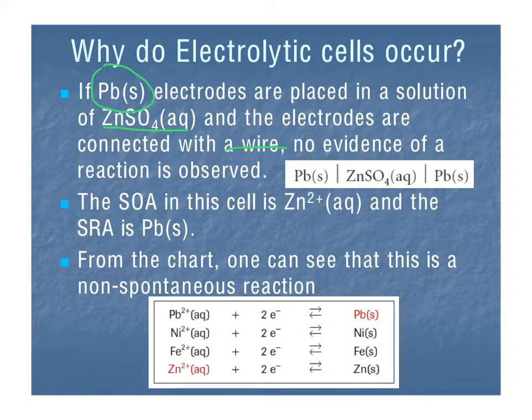If we look at our table of reduction cell potentials, the strongest oxidizing agent is zinc ions and the strongest reducing agent is lead. However, we notice that our strongest reducing agent is above our strongest oxidizing agent. Therefore, this is going to be a non-spontaneous reaction.